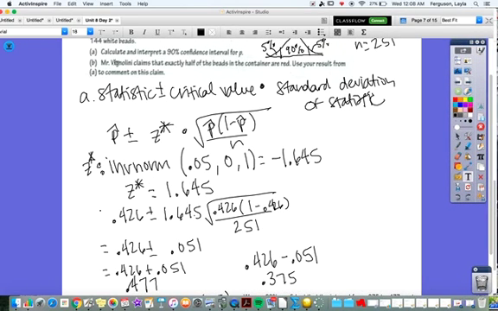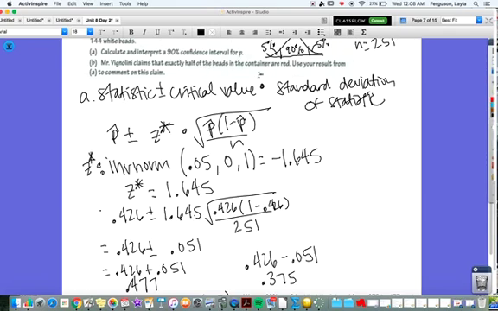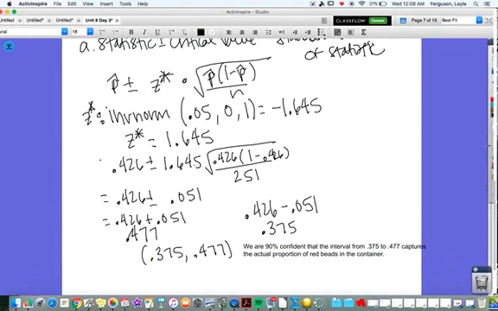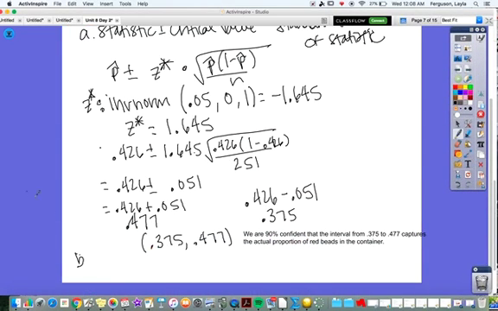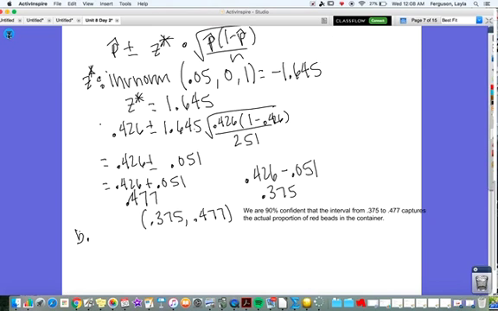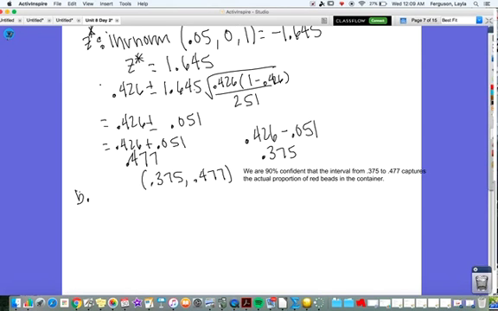All right, so for part B, it says the teacher claims that exactly half of the beads in the container are red. Use your result from A to comment on this claim. So for part B, we would say that the confidence interval in part A gives a range of plausible values for the population proportion of red beads. So basically what that means is that it's probably pretty likely to be between 0.375 and 0.477.